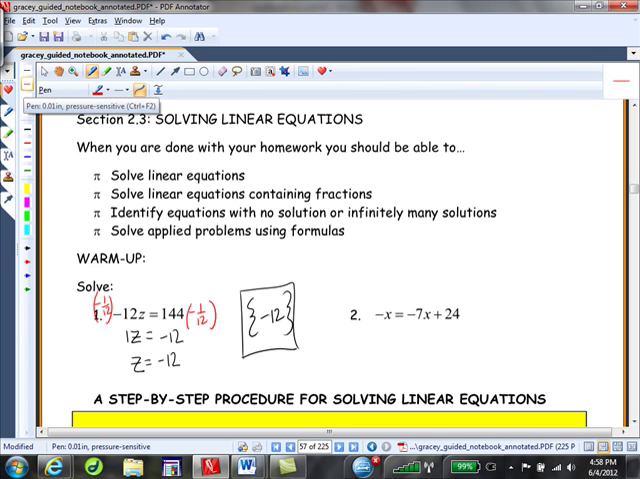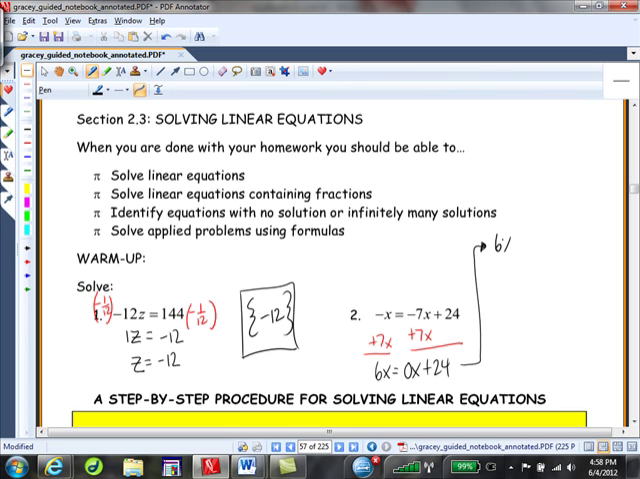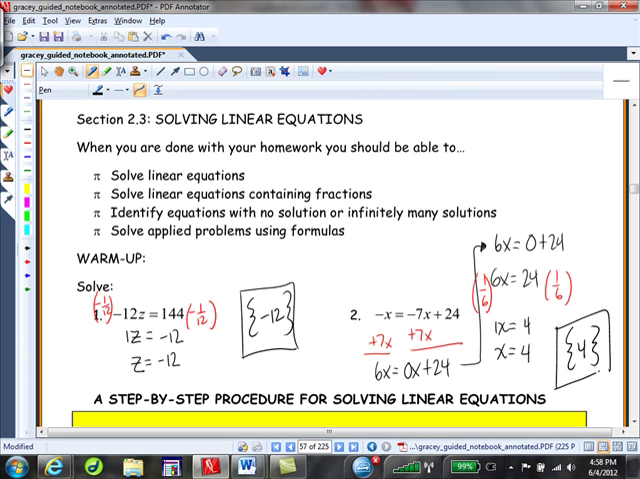Okay, so this next one, I'm thinking that I would like the x's on the left side. So if I were to add 7x to both sides, we will get a result of 6x is equal to 0x plus 24. That is equivalent to 6x is equal to 0 plus 24. 6x is 24. Now we need to multiply both sides by 1/6 in order to get a coefficient of 1 in front of the x. So we get 1x is 4, and x is 4. All right, feel all warmed up? Got the math juices flowing? Good. So here we go.